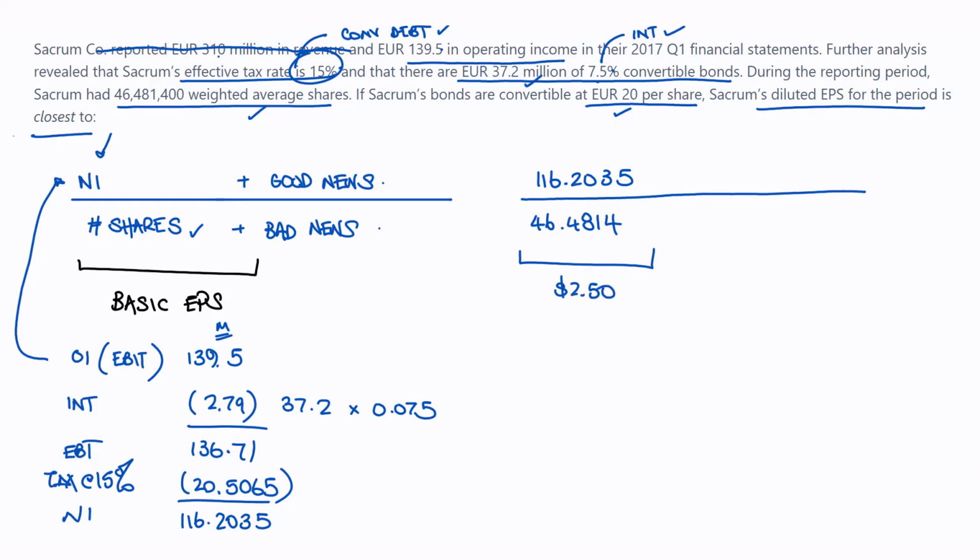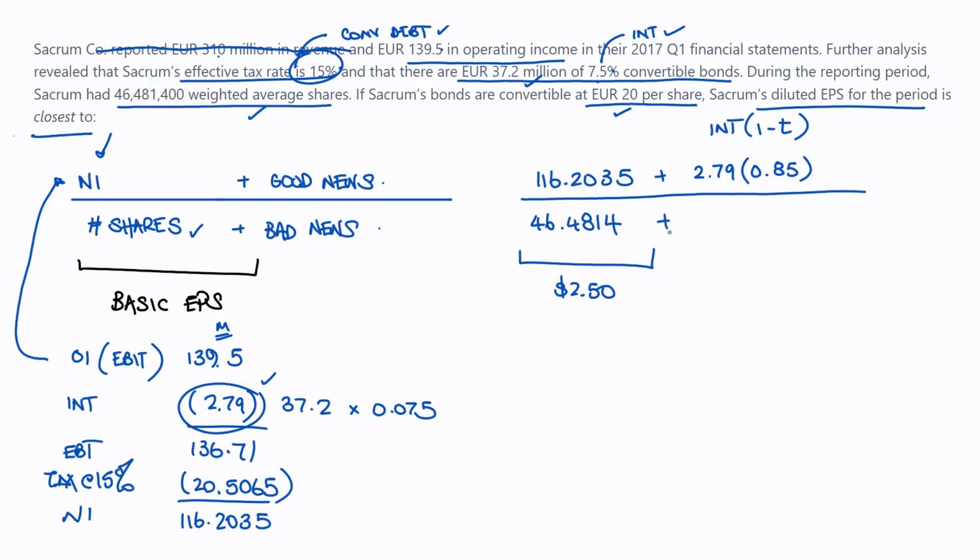Now, let's add in the good news and the bad news. On the top, we are going to add back the good news, the interest saving. We save interest, and happily, we've already calculated it. But remember, when you save interest, you would pay more tax. So we're going to have to 1 minus T it. So we're going to add back, what did I calculate the interest was? 2.79 into 1 minus T. T is 15%. So 0.85, 1 minus T.